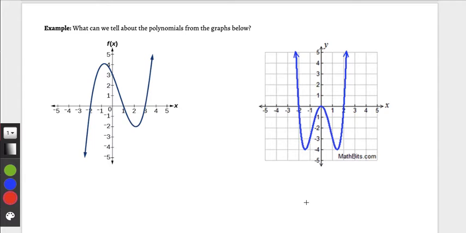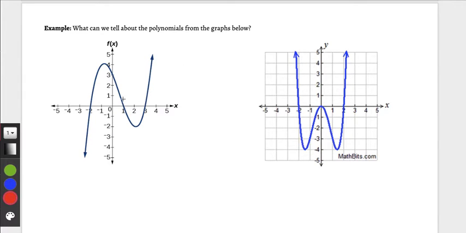Something we mentioned before about the graph is the degree, and the end behavior. So we are going to put them all together here to help you review. So let's check here.